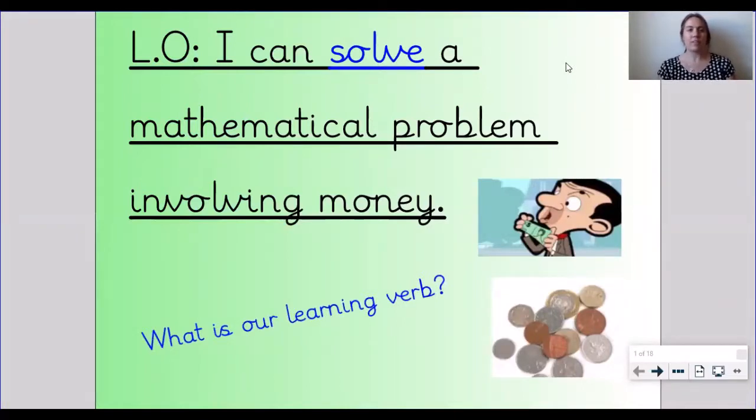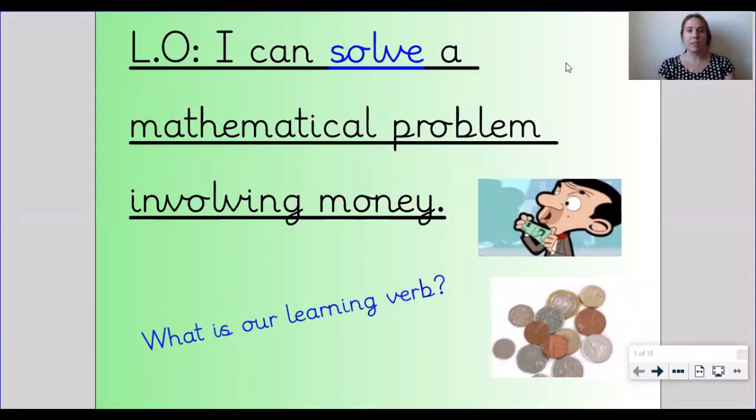We're going to leave time behind us now and we're going to start our new topic, which is money. Today we're going to do a bit of an investigation. So you can see our LO is I can solve a mathematical problem involving money. So we need to solve a problem, which means find an answer.